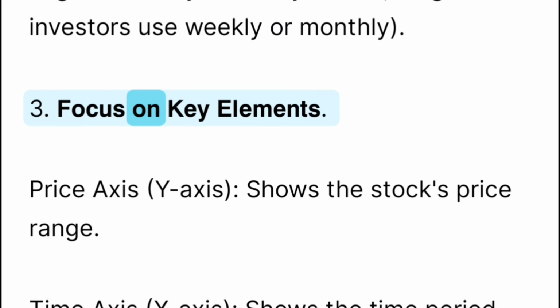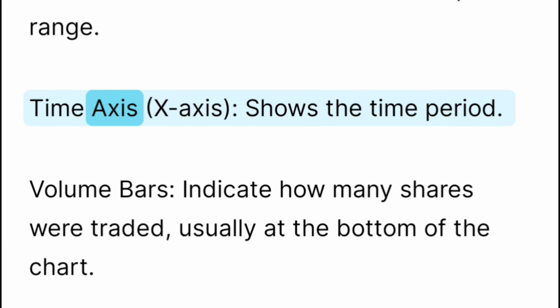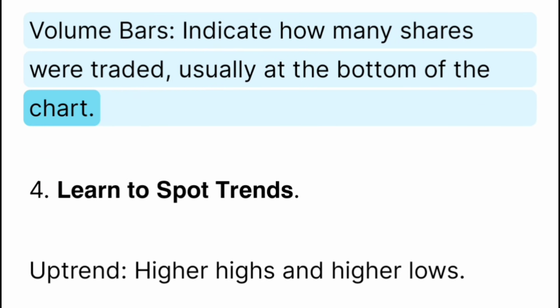3. Focus on key elements. Price axis (y-axis) shows the stock's price range. Time axis (x-axis) shows the time period. Volume bars indicate how many shares were traded, usually at the bottom of the chart.